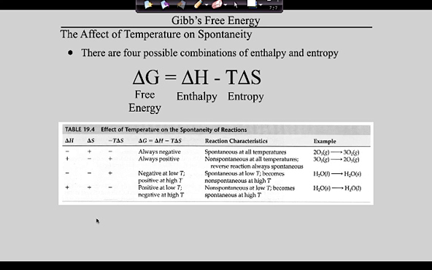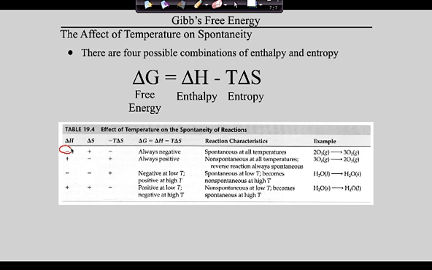Okay, so now guys, we are ready to look at all four potential scenarios and determine whether or not these combinations of enthalpy and entropy changes will cause a reaction to be spontaneous. So guys, let's go through this together. If, and this is four reactions, 1, 2, 3, 4.